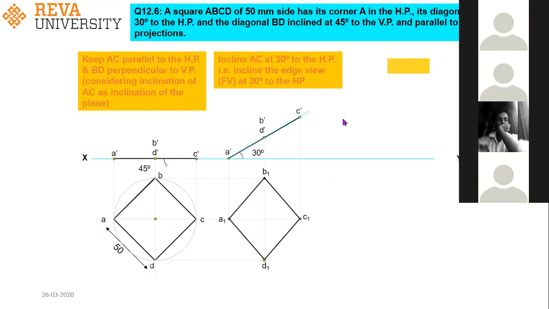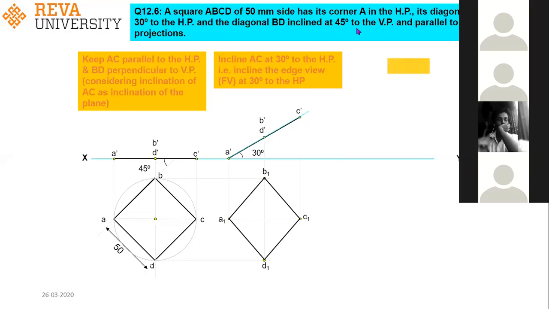Now, I require the third position. What is the third position? We required the inclination of the given plane with respect to VP. So it's given here, another diagonal, BD. Remember, both the diagonals are different. Here the second position diagonal is AC, whereas the third position diagonal is BD. It says BD.